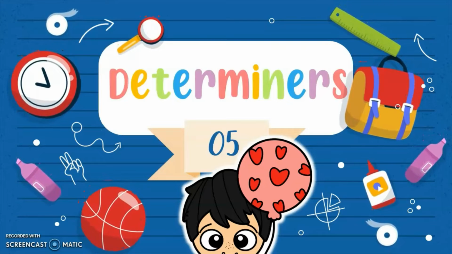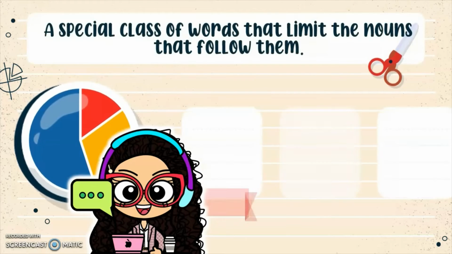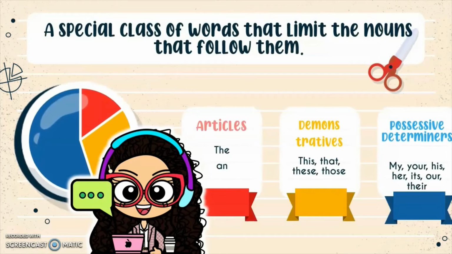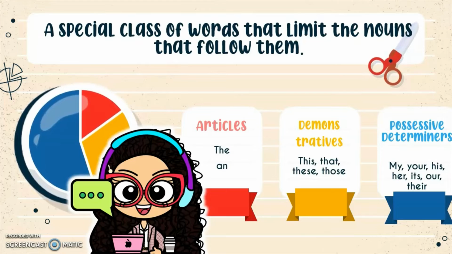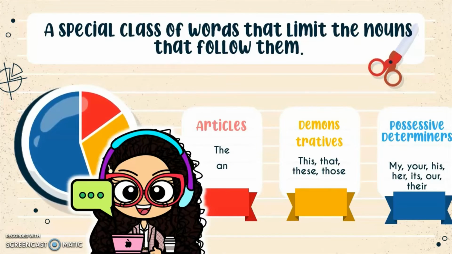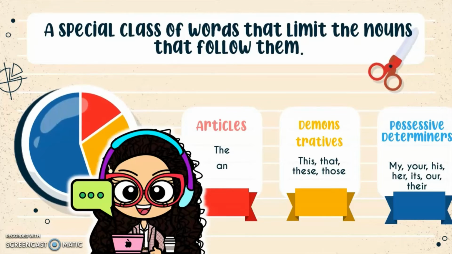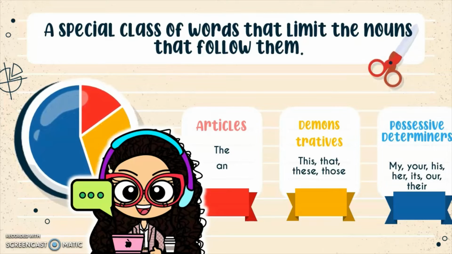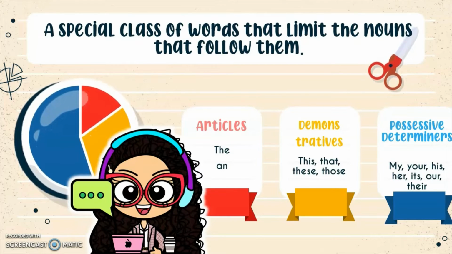Number 5, determiners. Determiners are a special class of words that limit the nouns that follow them. In this case, articles such as the and an, demonstratives: this, that, these, and those, and possessive determiners: my, your, his, her, its, our, and their.